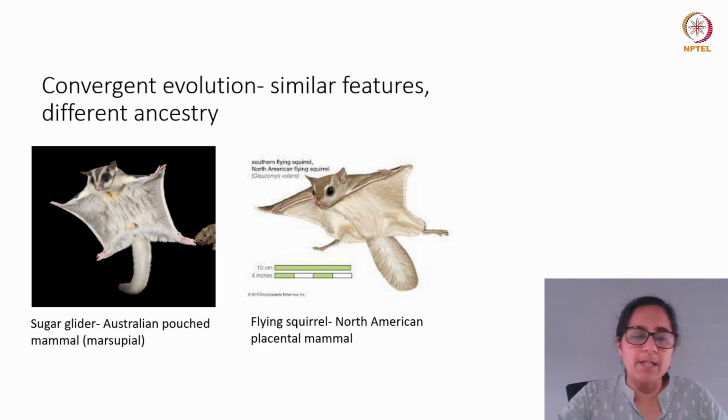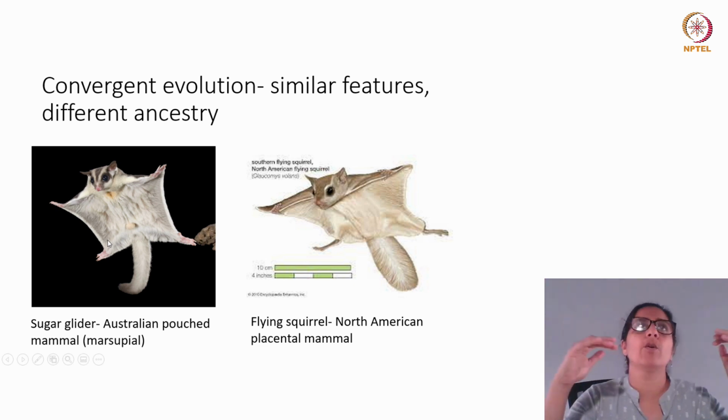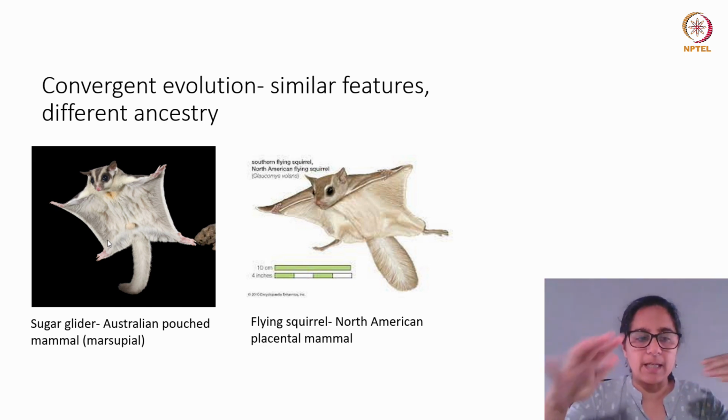So to give you an example, these cute little mammals are sugar gliders, which are found in Australia. These are basically marsupials. Think about kangaroo when you think about marsupial. So these are pouched mammals, and when they go from one tree to another tree, they glide, keeping their arms kind of like this. So these are sugar gliders.